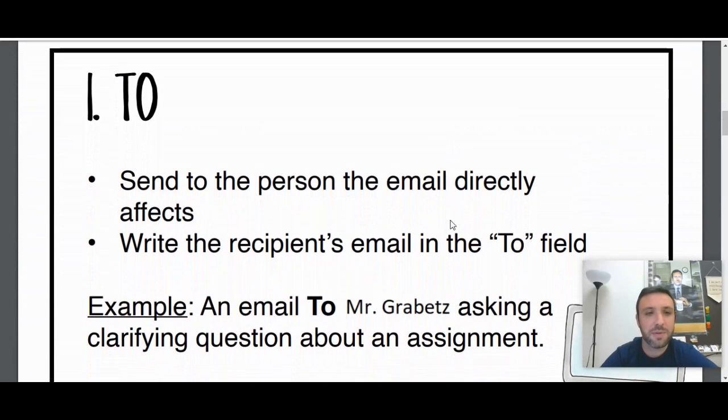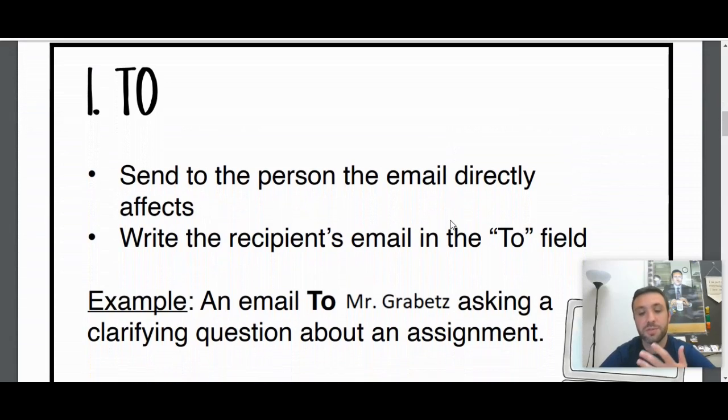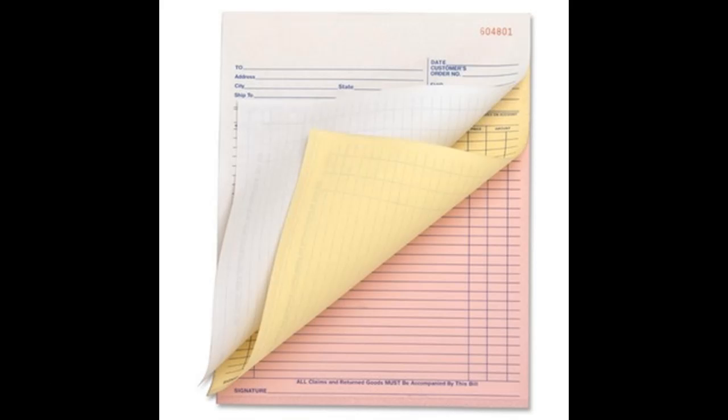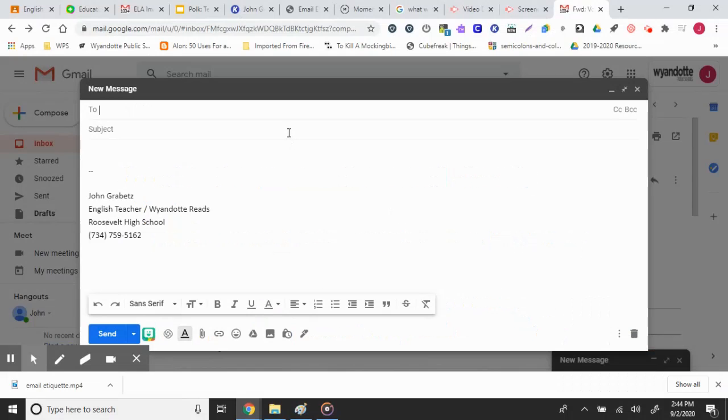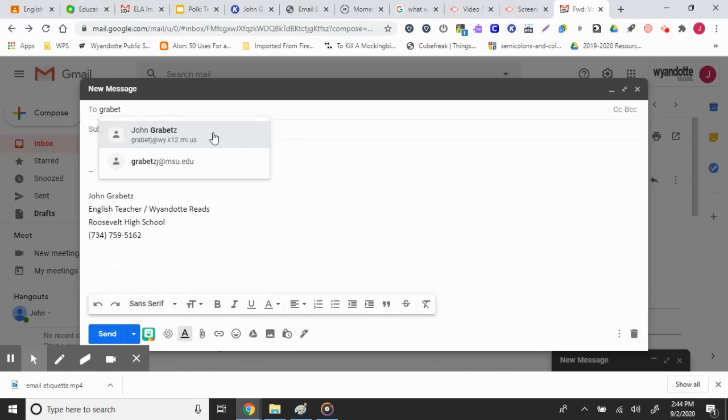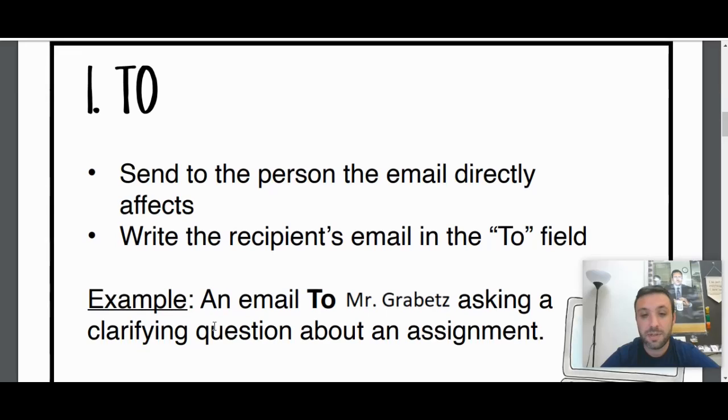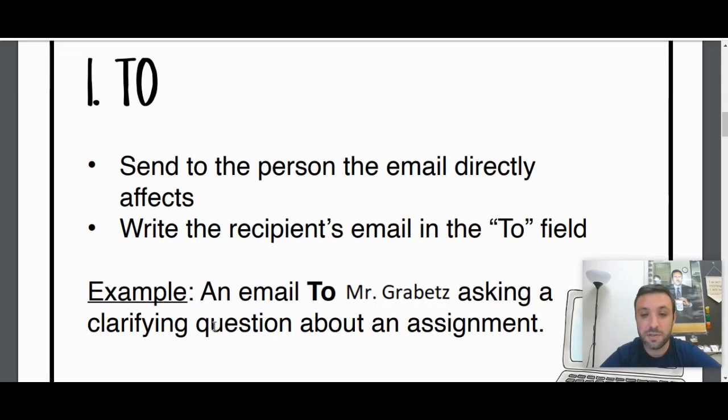Okay, so the first thing that we're going to be taking a look at is the "to" line. I don't know how often you've sent emails since you've been in high school, but the to line is where you're going to put the person's email address in. So for example, if you were trying to contact me, an email to Mr. Grabbits asking to clarify a question about an assignment, then you would put my email address in the to bar.